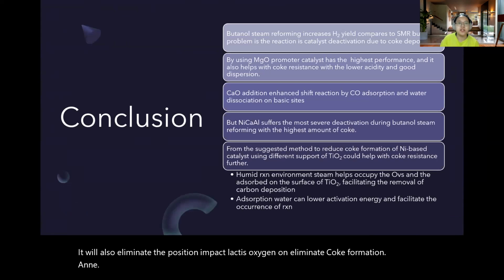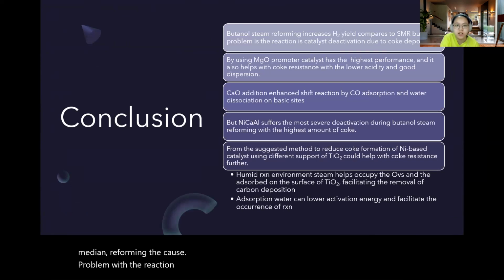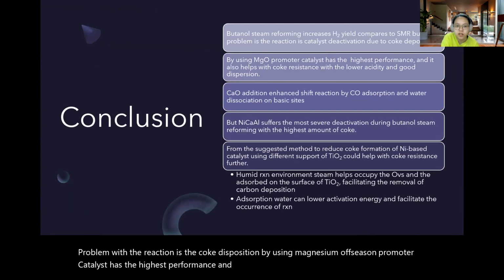For my conclusion, butanol steam reforming increased hydrogen yield compared to steam methane reforming, but the problem with the reaction is coke deposition. By using a magnesium oxide promoter, the catalyst has the highest performance, and it also helps with coke resistance.